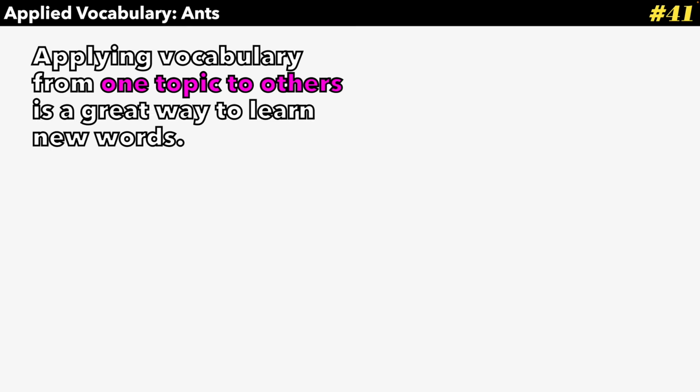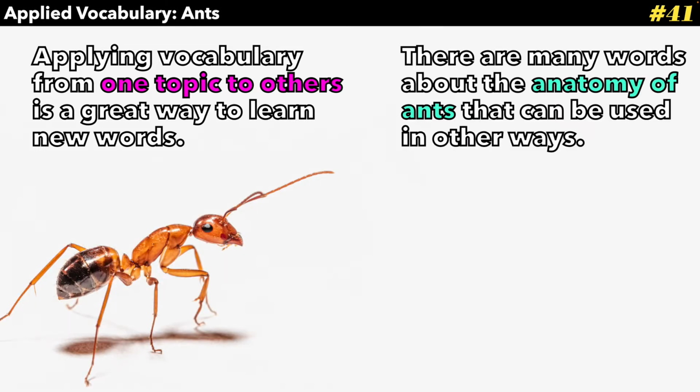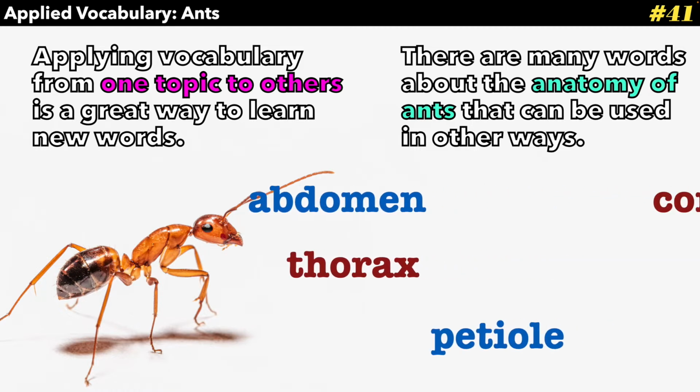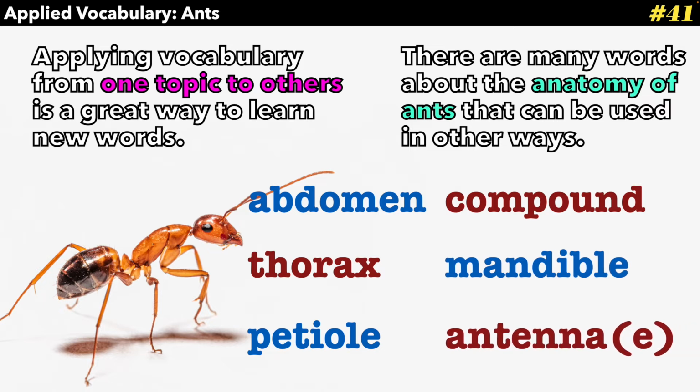Hey everyone, applying vocabulary from one topic to others is a great way to learn new words and to use them in new ways. There are many of these words about the anatomy of ants that can be used in other ways. And here they are. So why don't we get started?